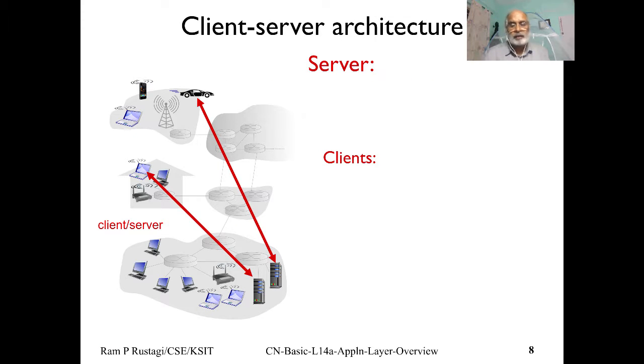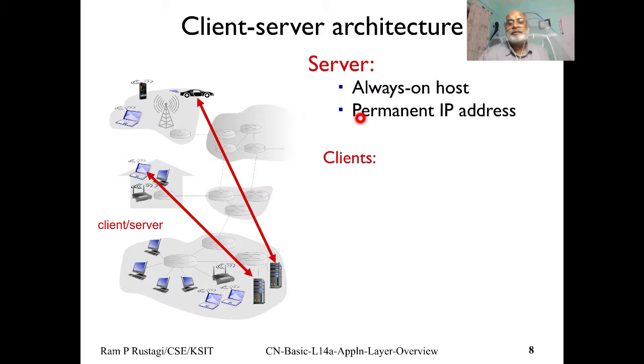In a client-server architecture, we need to have a server, and the server is recognized by a well-known address. The server has to be always on. It is an always-on host. It needs to have a fixed address, a permanent IP address. And of course, if I need to scale, if there are too many clients accessing it, we can always deploy these servers in a data center and scale them up. So in client-server, we have a server which always has to be on. It has to have a very well-known address which everybody should know.